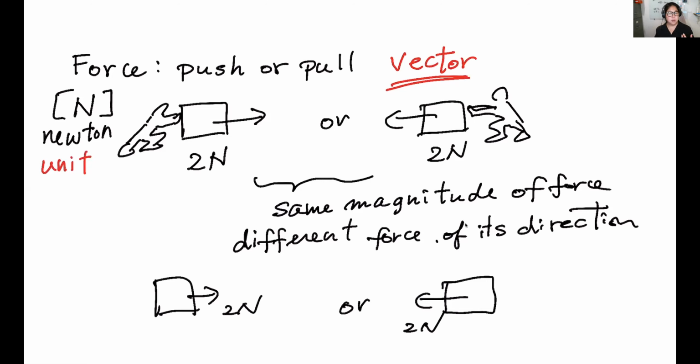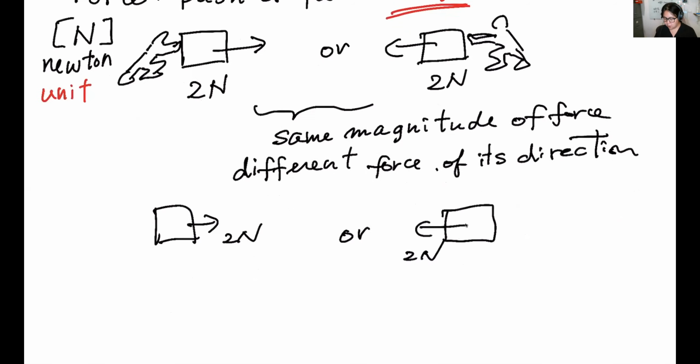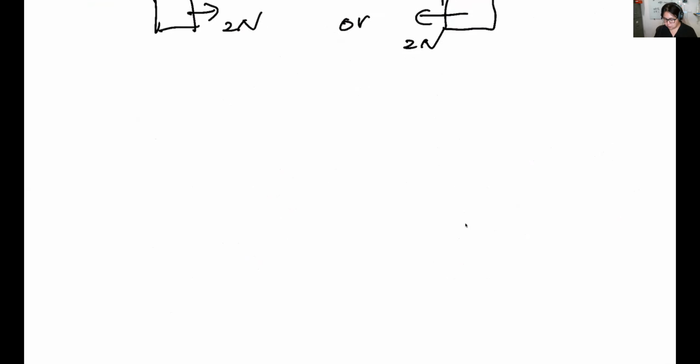It's almost like for the mass, you can use a gram or kilogram. Newton is a unit for the force. And the force is the quantity that's called a vector, that it's not only the magnitude, but also the direction that matters. We call such a quantity a vector. So 2 Newton being pushed to the right, and 2 Newton being pushed to the left is a different force applied. It's not identical.